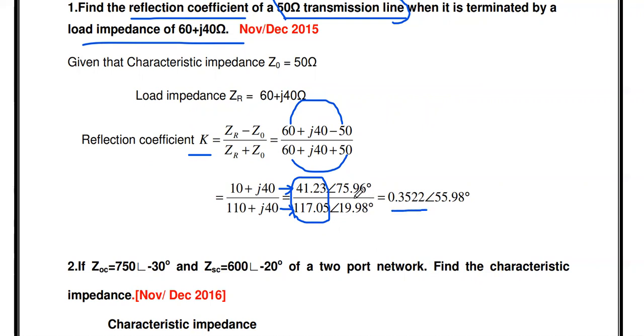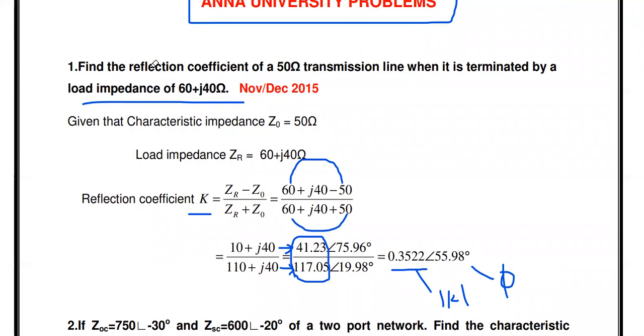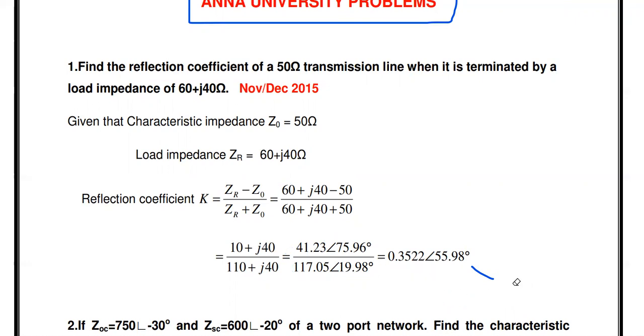For the angle, in division you just subtract: 75.96 minus 19.98 gives 55.98 degree. So this is the reflection coefficient: the magnitude modulus K is 0.3522, and 55.98 degree is the angle. This is a very important and repeated problem from this unit. To solve it, you should know the K formula, K equals ZR minus Z0 by ZR plus Z0.